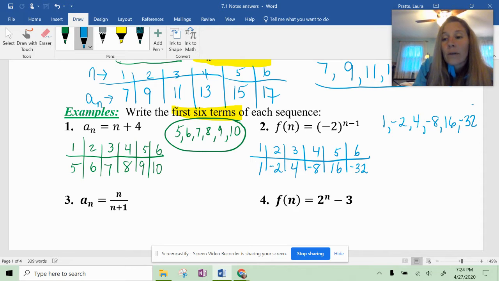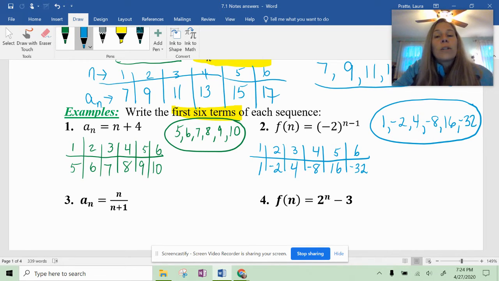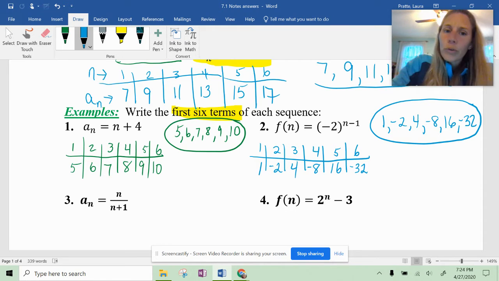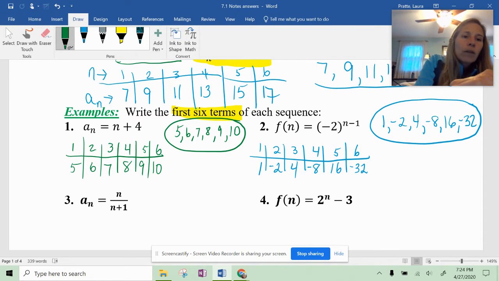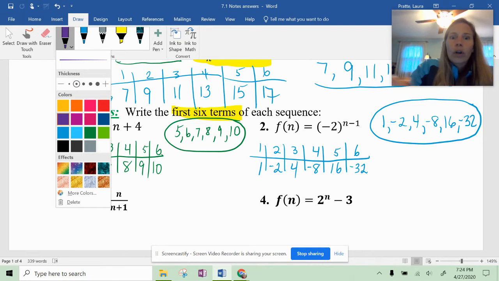Now, what I was going to tell you with the calculator is that if you went into your graphing portion of the calculator, into your y equals menu, and you typed in y equals n plus 4, or for this problem, y equals negative 2 raised to the n minus 1, and then you went to your table of values, you could just get the numbers right off of your table. So that's another option, especially when you get to a multiple choice question or something like that, if you don't want to keep plugging the numbers in over and over again.